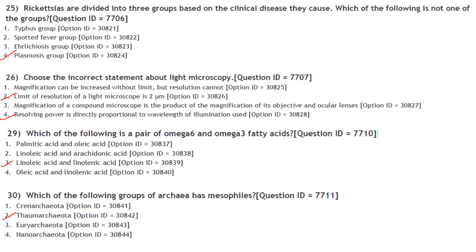Then, which of the following is a pair of omega-6 and omega-3 fatty acids? So the answer is linoleic acid and linolenic acid. Answer is option 3. Then which of the following groups of archaea has mesophiles? So it is Thaumarchaeota. Answer is option 2.